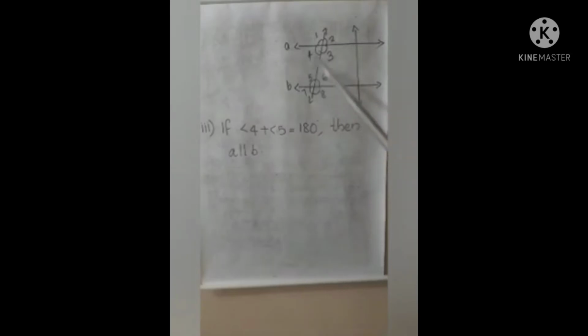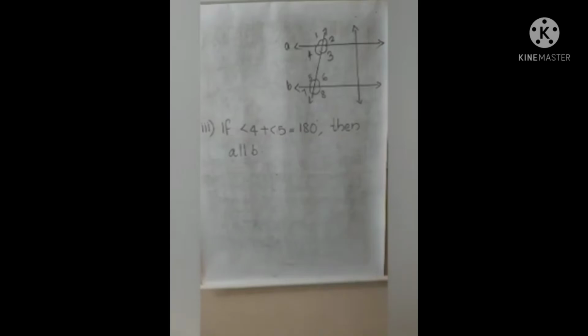Also, they are interior angles. So, what is that property? If the sum of the interior angles on the same side of the transversal is 180, or supplementary, then the given lines will be parallel. So by that condition we can say that A and B are parallel. So what we proved here: 4 and 5 are interior angles on the same side of the transversal, and we know that if the sum of the interior angles on the same side of the transversal is 180 degrees, then the lines must be parallel.